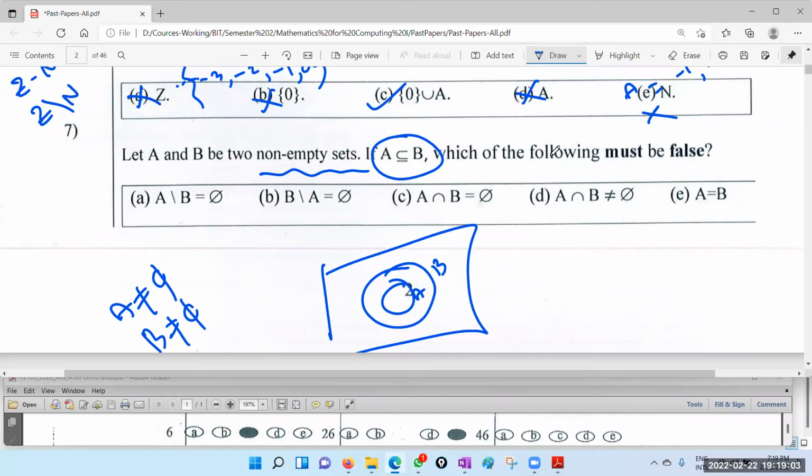Right. Which of the following must be false? We need to find what must definitely be false.